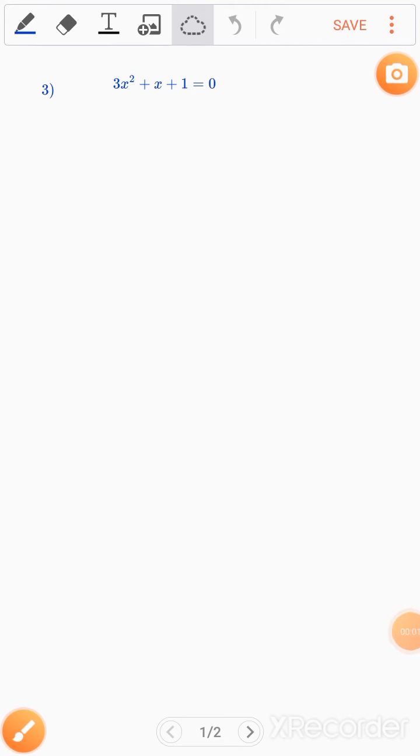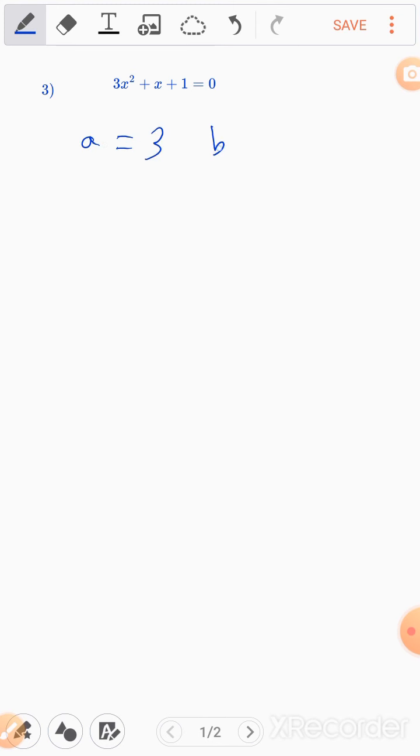The third exercise is about solving a quadratic equation. Solve this quadratic equation. We have to specify the coefficients. A is equal to 3, b is the coefficient of x, which is 1, and c is the constant coefficient, which is 1. Delta equal b squared minus 4ac.